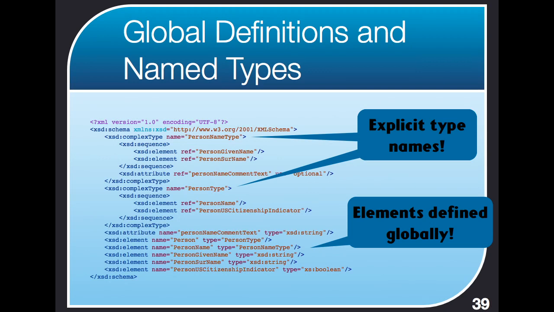NIEM schemas are hard to understand. They're hard to look at and eyeball and get the gist of what the instance document is going to look like. And that's one of the drawbacks to having global definitions and insisting on name types everywhere. It's a trade-off for the sake of reusability, but it does mean that the schemas are really hard to view by hand and really get a feeling for. And that's just the trade-off the NIEM has made.